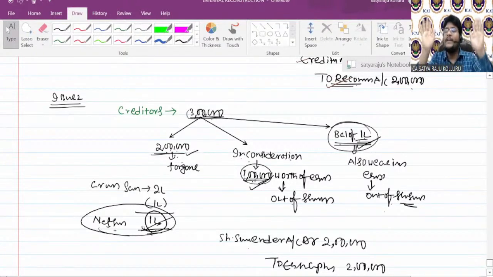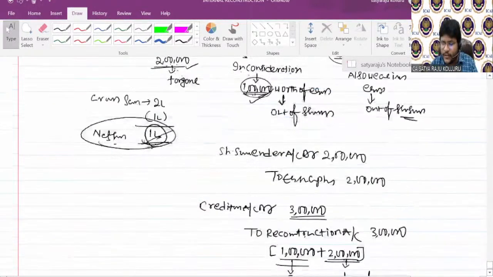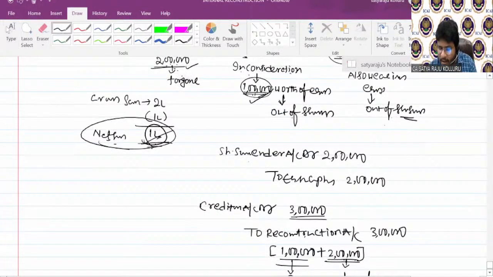There is no difference in case of share surrender. Whenever you are utilizing the share surrender, the entry is the same: share surrender to equity share capital. And to the extent of the amount of the share surrender, you are utilized to reconstruction. Now 2 lakhs simply you transferred for which purpose? For the purpose of utilization of share surrender.